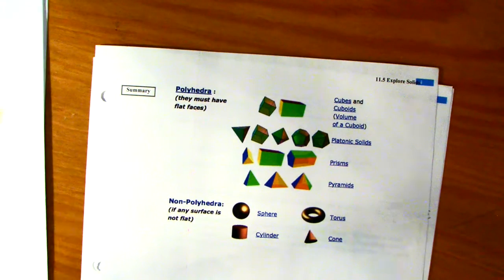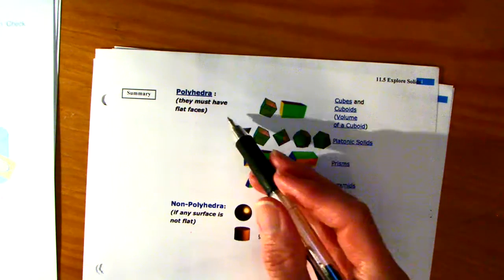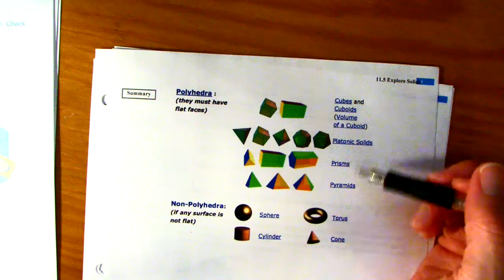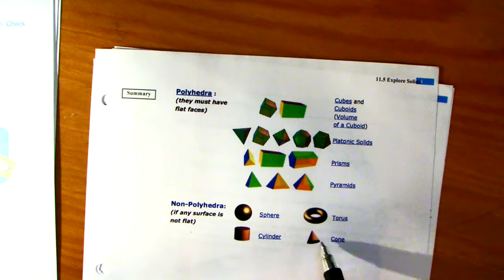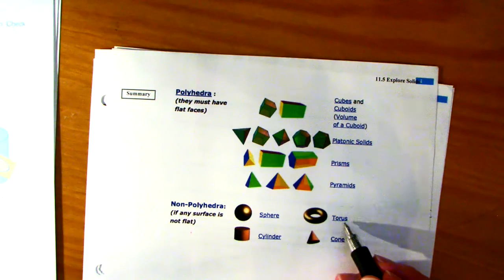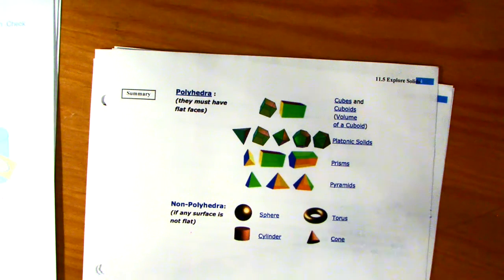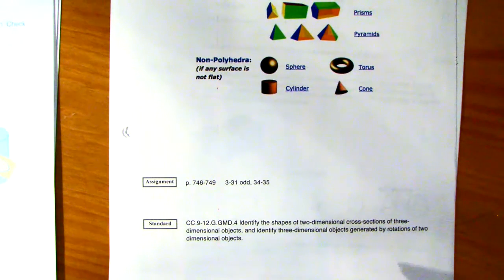All right, some more polyhedrons. They must have flat faces. Here are some examples. Non-polyhedrons have round surfaces. That's called a torus. Here is our homework. There's our Common Core standard. So nice, easy section. The next couple sections are about volumes and surface area of all of these shapes.